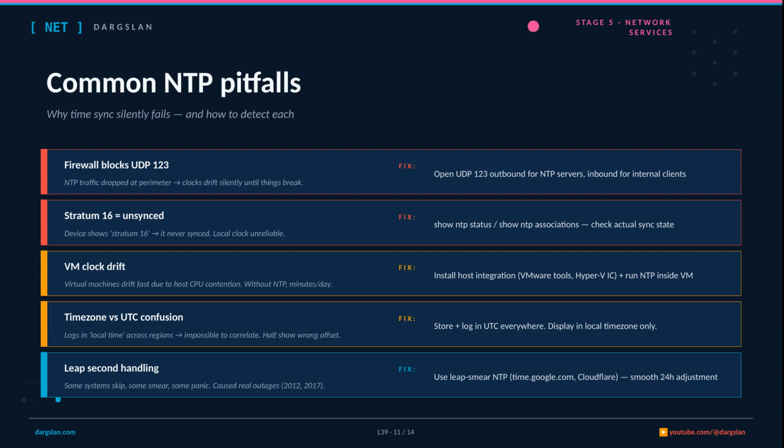Log everything in UTC. Local time across regions makes incident correlation nearly impossible. And for leap seconds, use a leap smearing source like Google or Cloudflare. The 2012 and 2017 outages are a reminder that just one extra second has taken down real production systems.